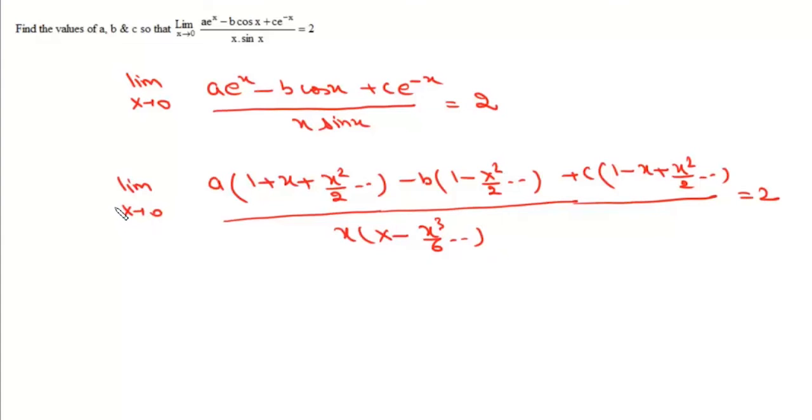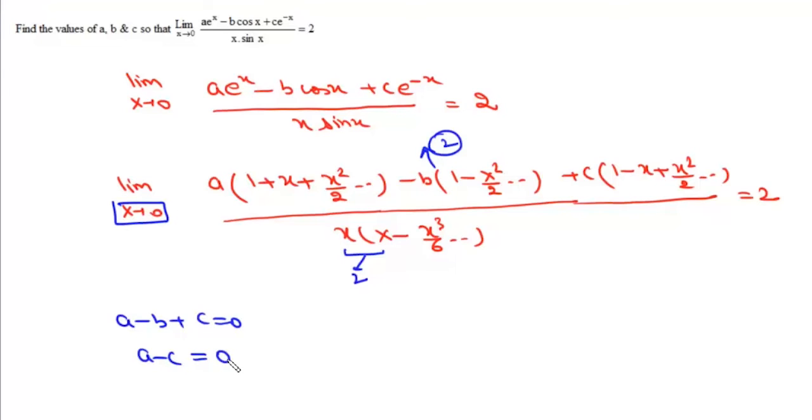and this must be equal to 2. Now since x tends to 0 and answer is non-zero finite, that means minimum power of x in the numerator must be same as minimum power of x in the denominator. Now we know that minimum power of x in the denominator is 2. So in the numerator also, this minimum power must be 2. That means all the powers of x which are less than 2 must have coefficients 0. Now we look at this constant term. This constant term a minus b plus c will be 0. And if we look at coefficient of x, it will be a minus c and will also be 0.